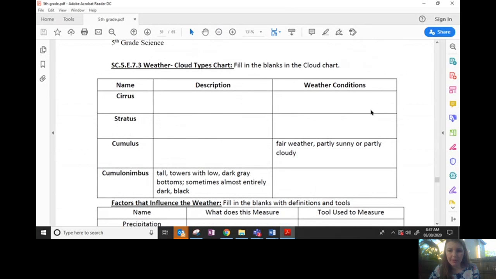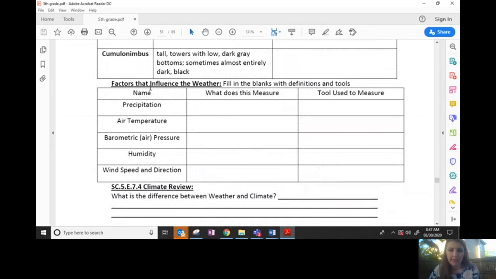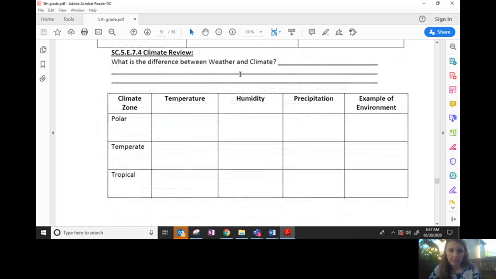Describe each of these cloud types and what kind of weather would be present with those clouds. Fill in the blanks with definitions about each one of these weather factors and the tool that it's used to measure it. Finding the difference between weather and climate. And then explaining the temperature, humidity, precipitation, and an example of environment of each of these climate zones: polar, temperate, and tropical.